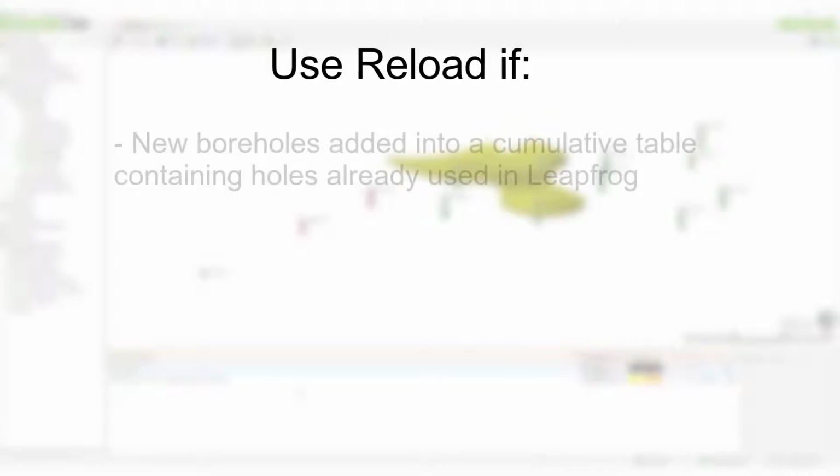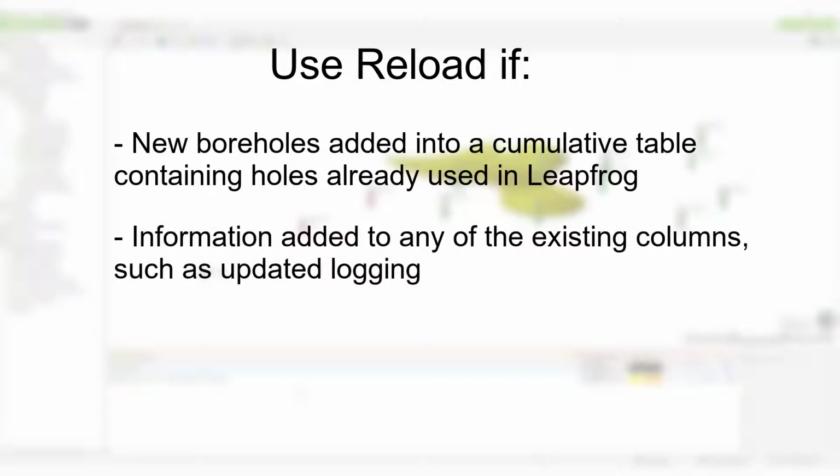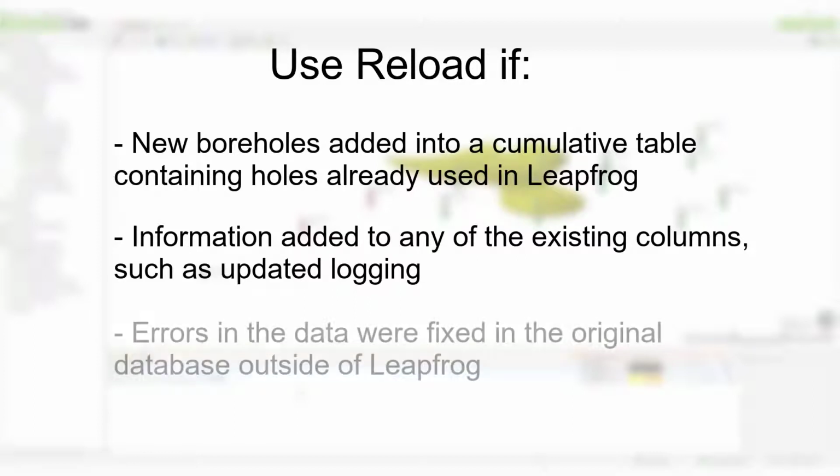If you have added new boreholes into a cumulative table that also contains holes that already exist in Leapfrog, they can be brought in using the Reload option. Reloading boreholes replaces the existing tables with the new ones. This can also be used if you've added any additional information to the existing columns, such as updated logging. Reloading is also the function we would use if errors in the data were fixed in the original database outside of Leapfrog and we wanted to update these tables in Leapfrog.